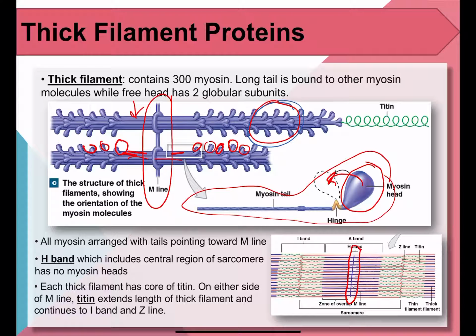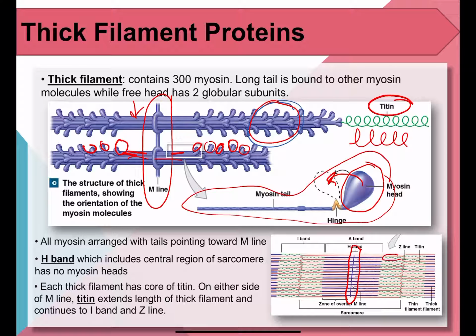And then each thick filament has a core of titin at the end like this. Remember I said those coils of springs do two things. One is for recoiling of the muscle fiber back to resting length after contraction. And if a muscle extends, it makes sure it doesn't overstretch the muscle, because titin is there to pull on it. Okay? And then on the other side of the M line, you have another titin.